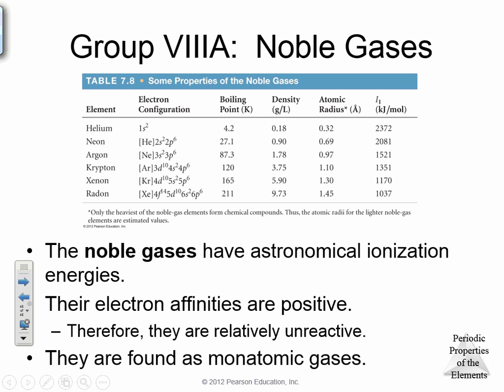And lastly, we finish with the noble gases, which have astronomically high ionization energies. And why is that? They have 8 electrons in their outer shell. Are they going to want to give an electron away? Absolutely not. So that is why the noble gases have super, super high ionization energies. They're found as monatomic gases. So unlike the halogens, which are diatomic, all of the noble gases are monatomic. It's just helium, just argon, just radon, just xenon, and on you go.